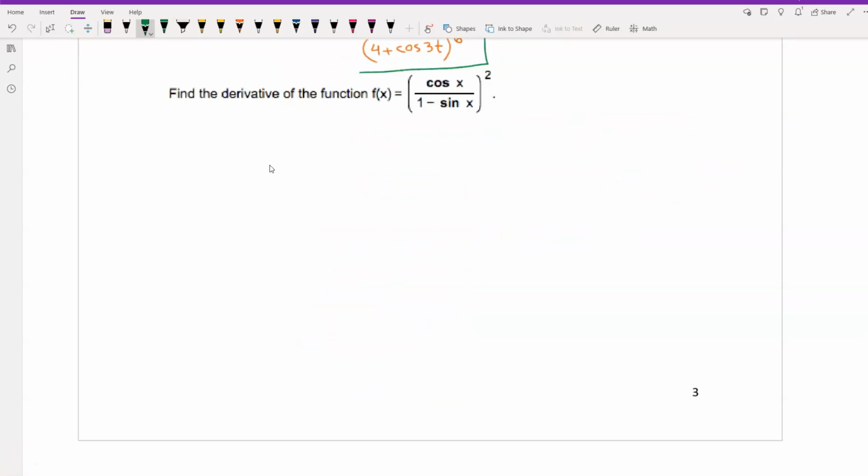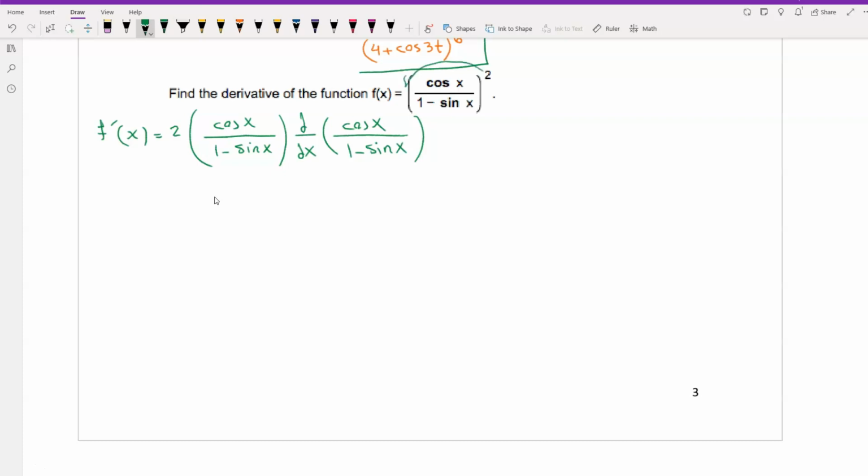Find the derivative of the function f of x equal to (cosine x divided by 1 minus sine x) squared. So our derivative, f prime of x, is equal to 2 times cosine x divided by 1 minus sine x, the power is 2 minus 1, so here we have 1, times the derivative of cosine x divided by 1 minus sine x, because this part is the inner function.